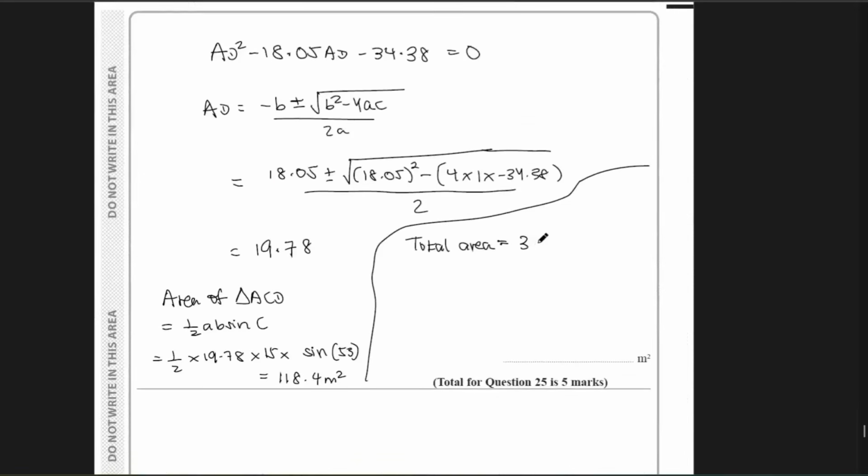So we can say the total area is equal to area of triangle ABC, which is 39.8 meters squared, 39.8 plus area of triangle ACD, 118.4. And this gives us 158.2 meters squared. And we'll need to round this to the nearest whole number, which is 158 meters squared. So final answer is 158.